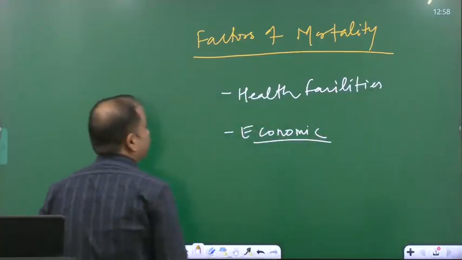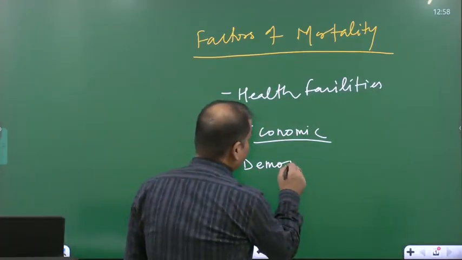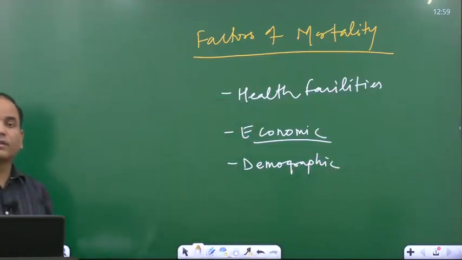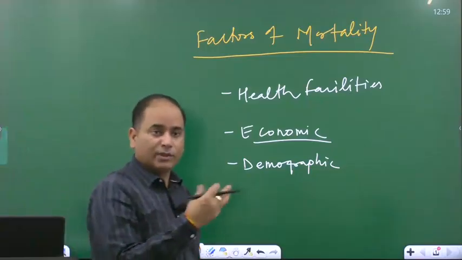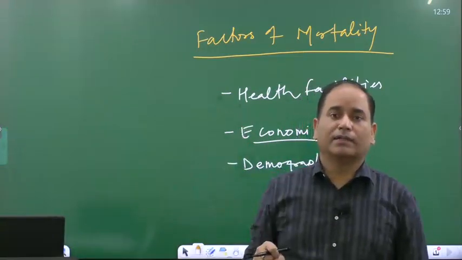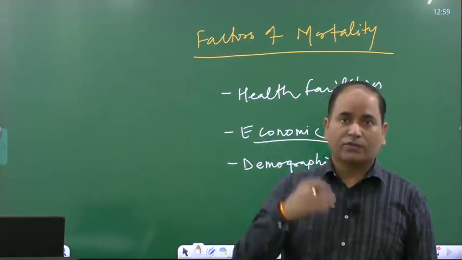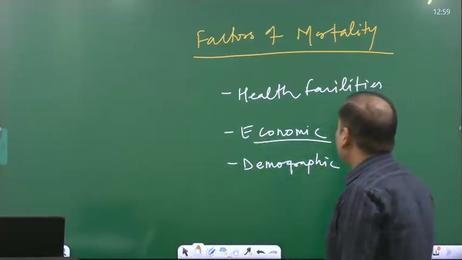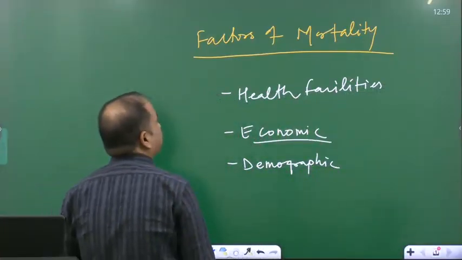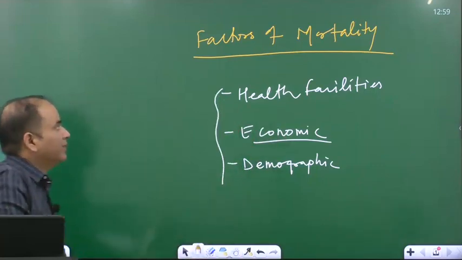All right, what else? Demographic aspect is also there. Some areas, like I just gave the example of Africa, so a civil war is there. Like in the present time period, most of West Asia, Central Asia, Russia, Ukraine. So these are also part of the demographic aspect. What else? So these are the main aspects of mortality.